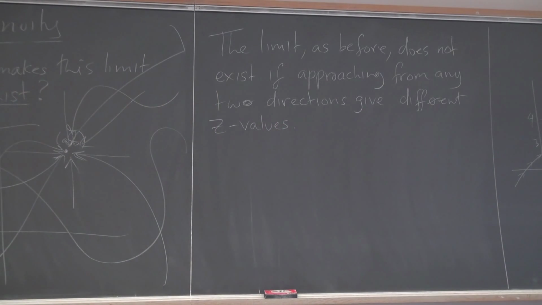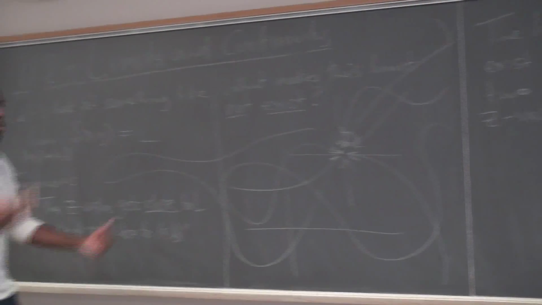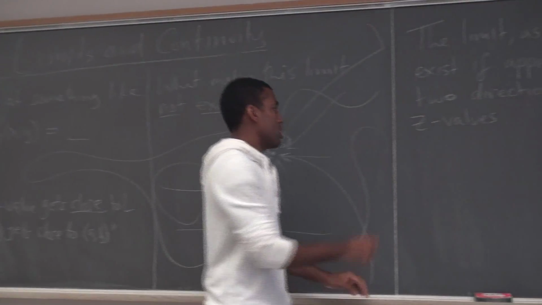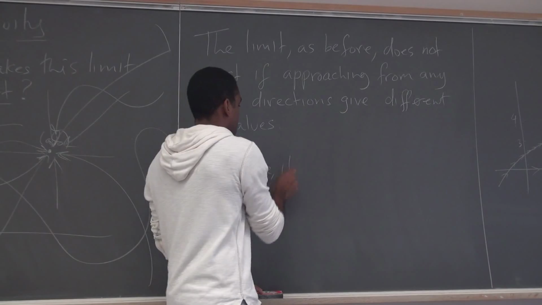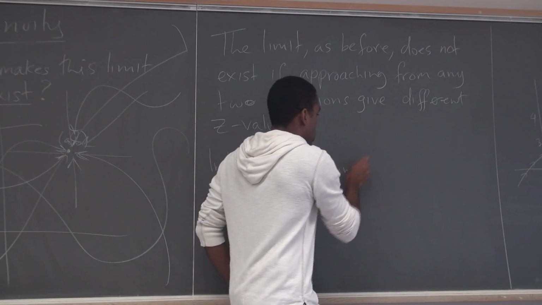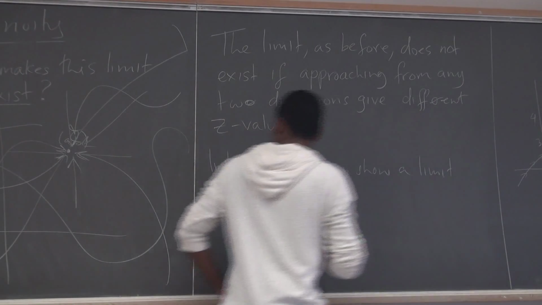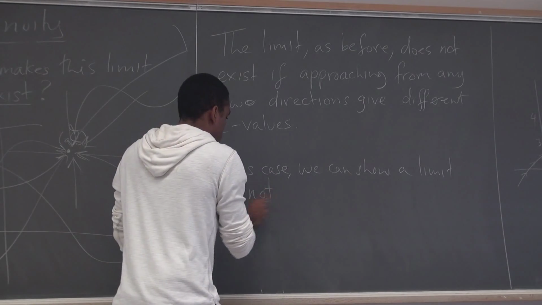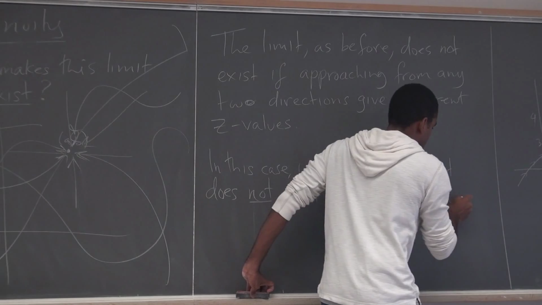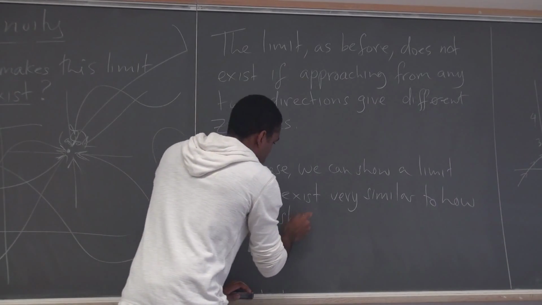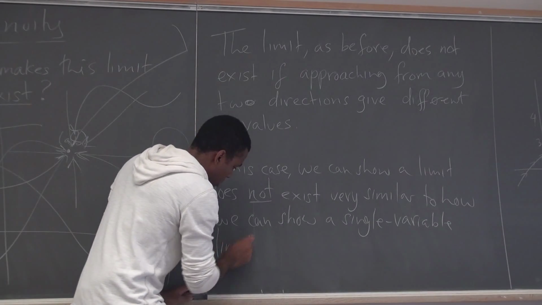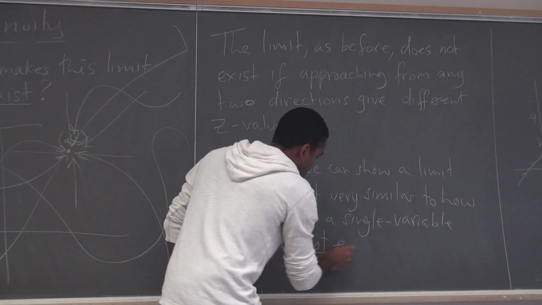And of course, this concept extends. I could do a 3-variable limit, x, y, z approaching some point, and then whatever output I call that, like w, or something like that. The same idea will apply. So that's basically the idea. And in this case, we can show a limit does not exist, very similar to how we can show a single variable limit does not exist. So the idea is, all I have to do is find two directions that don't match up.